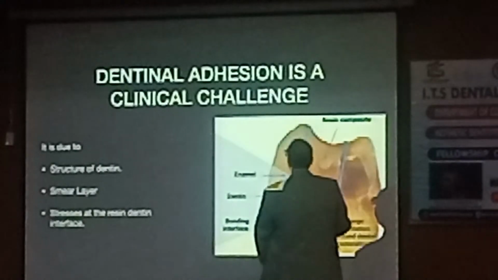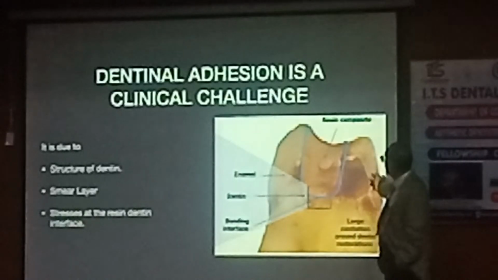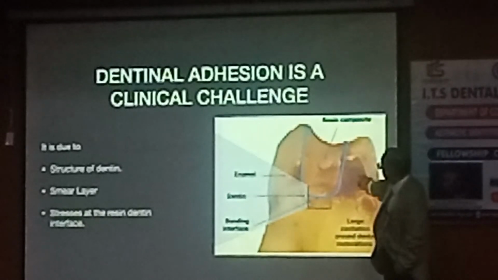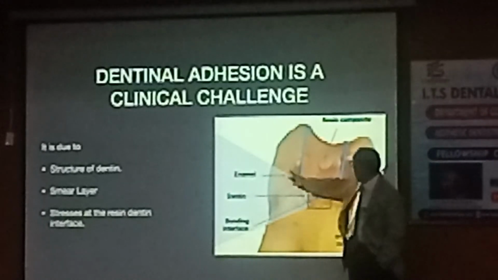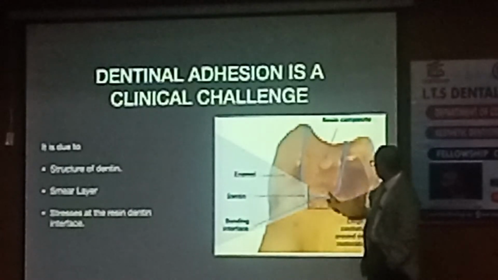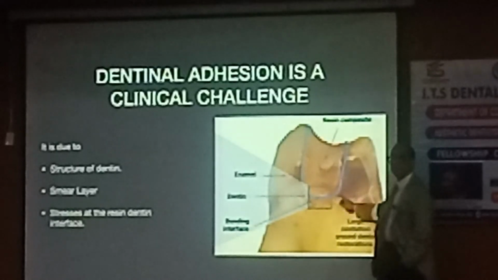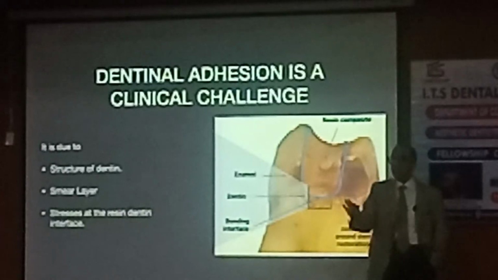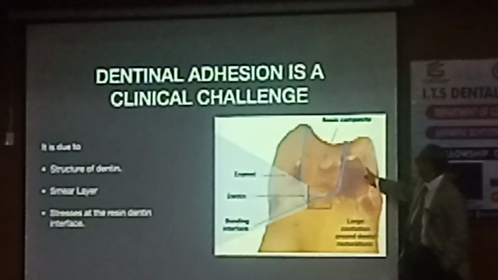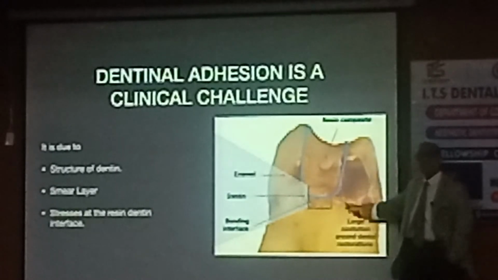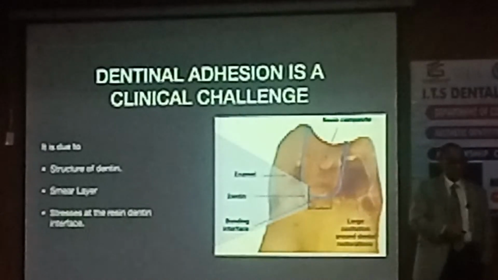Right? So if you see, the biggest challenge that you face here in this dentine adhesion or the clinical is that the dentine structure, you have smear layer and the stresses at the resin dentine interface. So you have enamel, you've got dentine all around here, and this is your bonding interface. This bonding interface is where all your game is, right? If you are able to get this large cavitation around the dental restorations, right? It will all be lost, right? So how are you going to be able to get a proper adhesion, right?